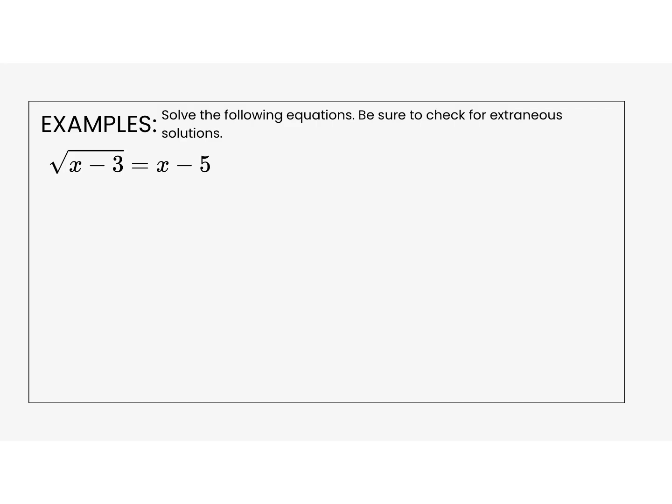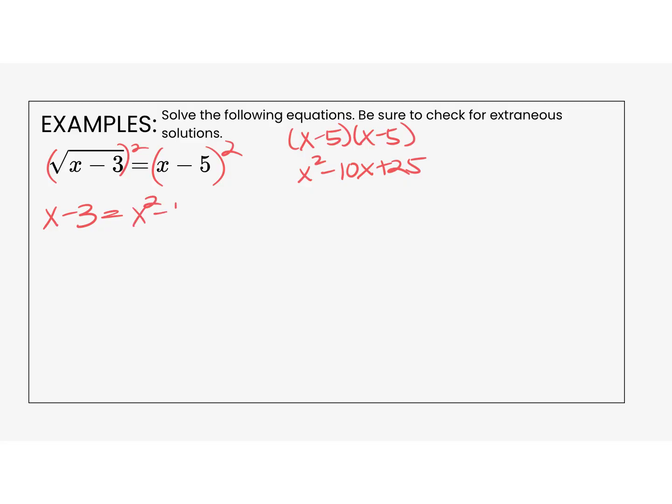Last one we'll look at. This is number 8 in your notes. My radical is already by itself, so all I have to do from here is square it. Again, you see us squaring that binomial. So we have to take x minus 5 times x minus 5, which gives us x squared minus 10x plus 25. And if you need to write it out to do that work, please do that. So I get x minus 3 equals x squared minus 10x plus 25.